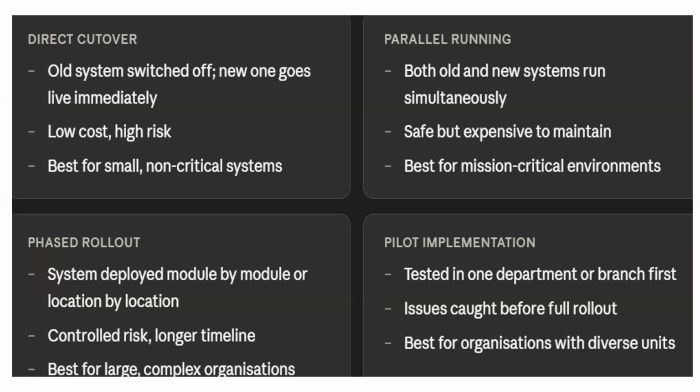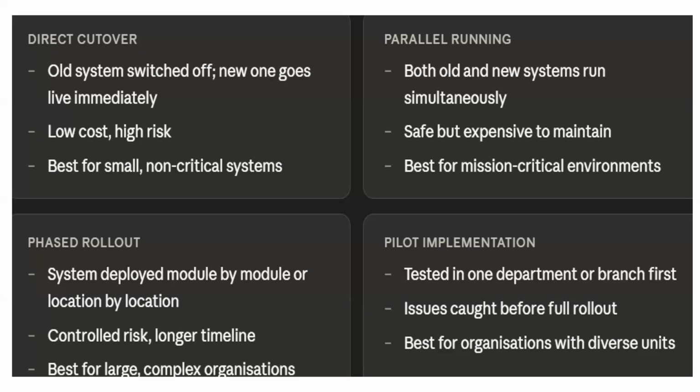Then you now have the other one that most people are also using, pilot implementation. So you test it in one department or one branch first. You analyze it, you monitor it, you evaluate it to see that they are working well. And then if any issue comes up, you can get it out before a full rollout comes in. So for organizations with diverse units, like government institutions, if you pick only one government department and implement it there, the others can be using what they are doing. And when you are done and you think, oh, this is good, that's pilot.